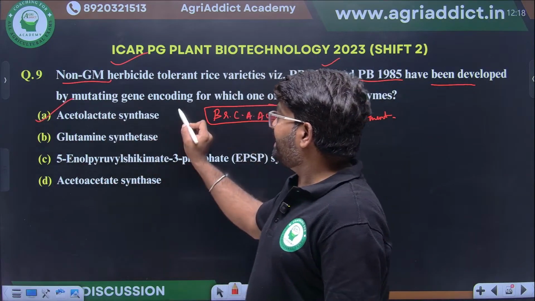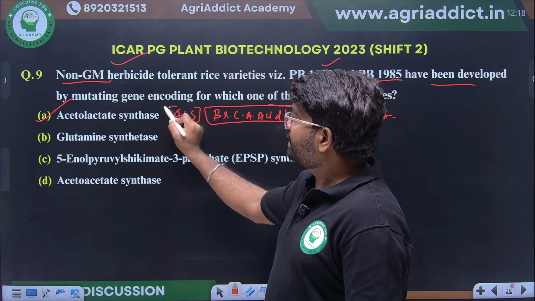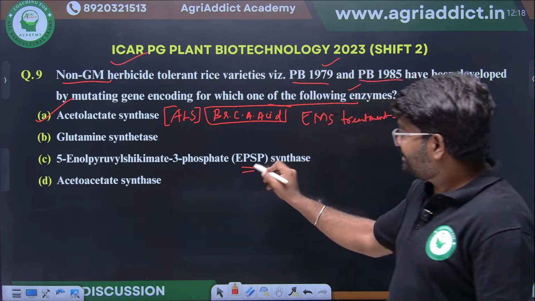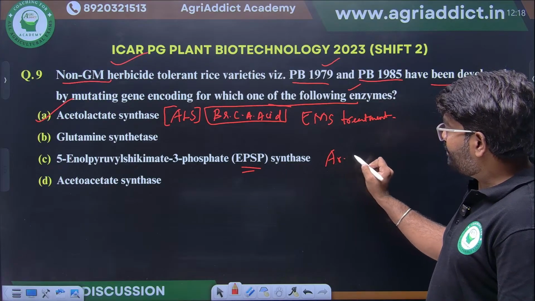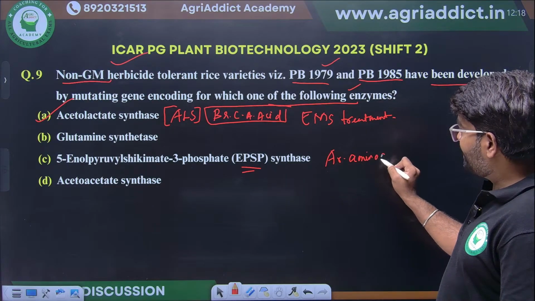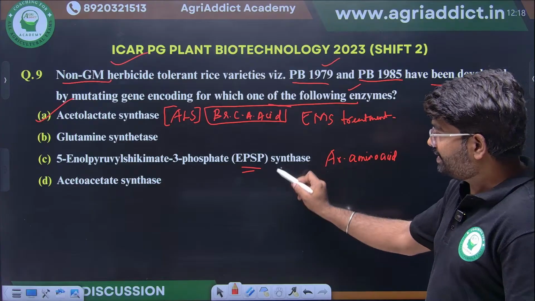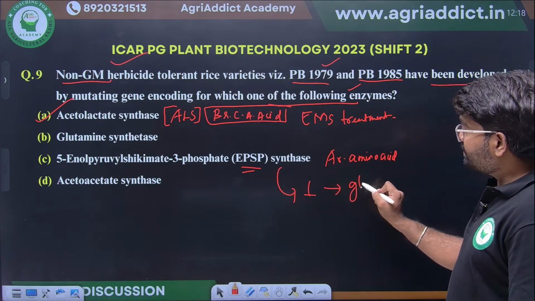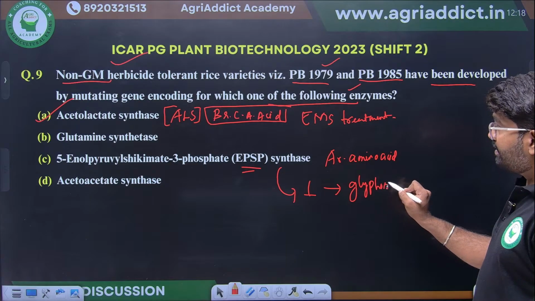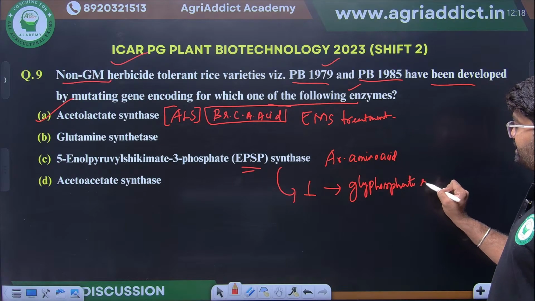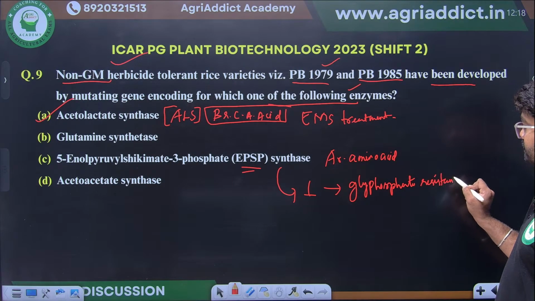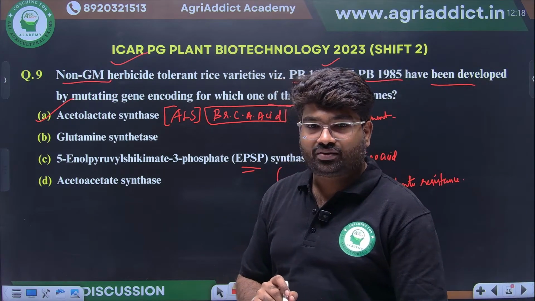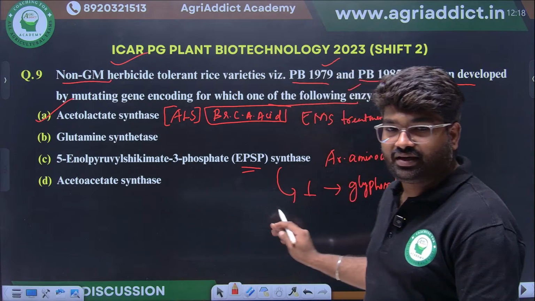Acetolactate synthase, ALS, acetolactate synthase. EPSP, this is what? This is the aromatic amino acid synthesis pathway. If this is mutated, glyphosate resistance will form. Clear, clear. Acetolactate synthase will be the right option for that.